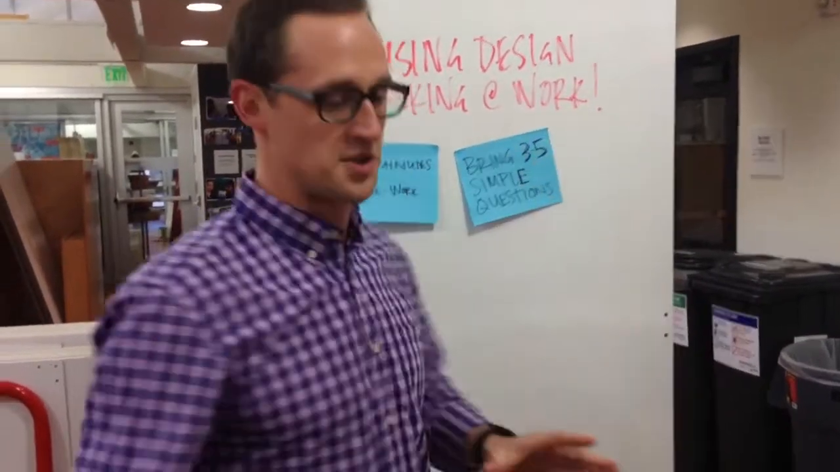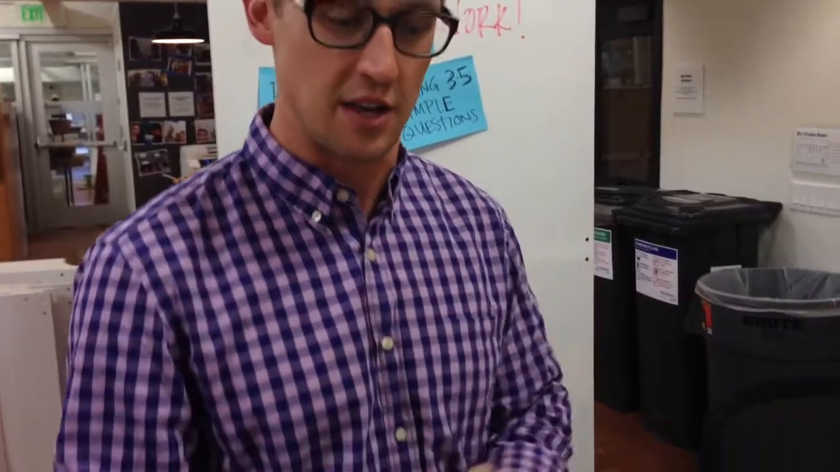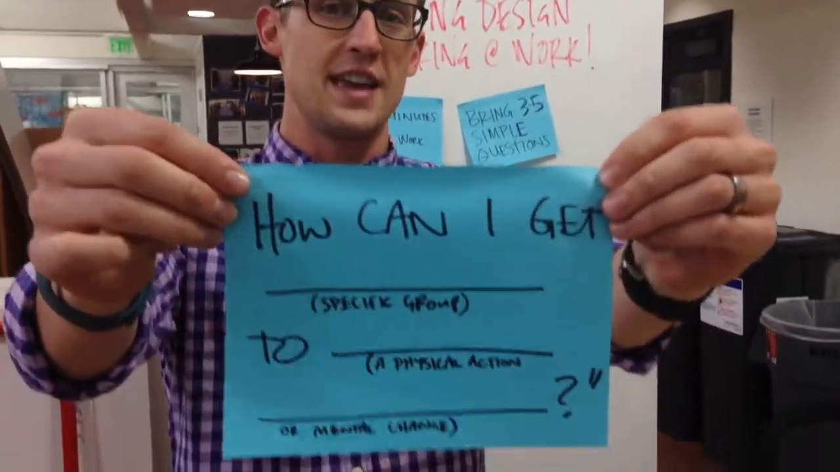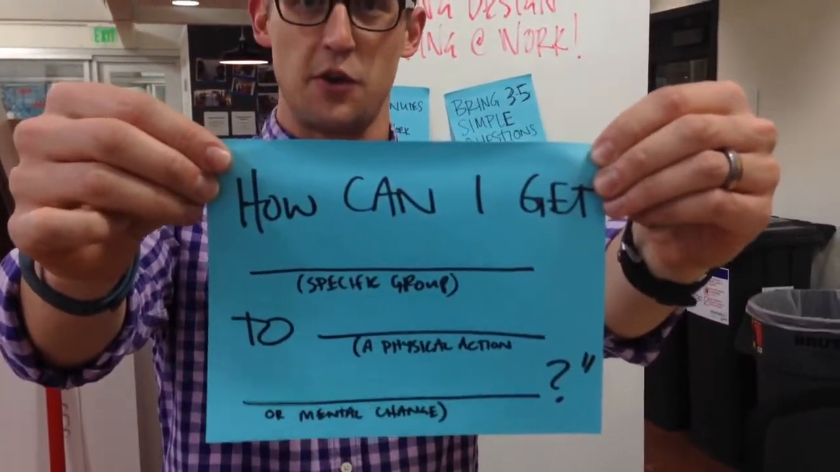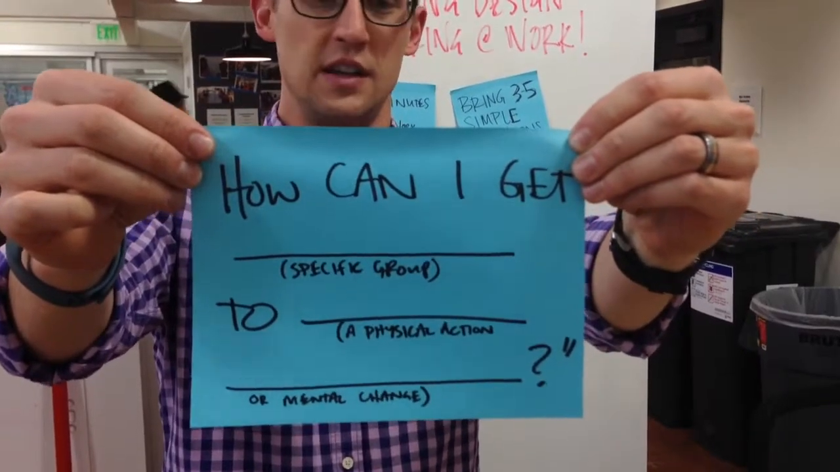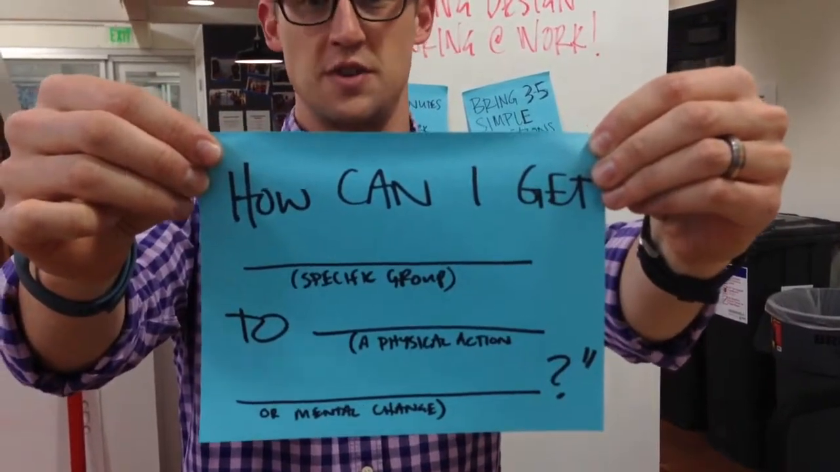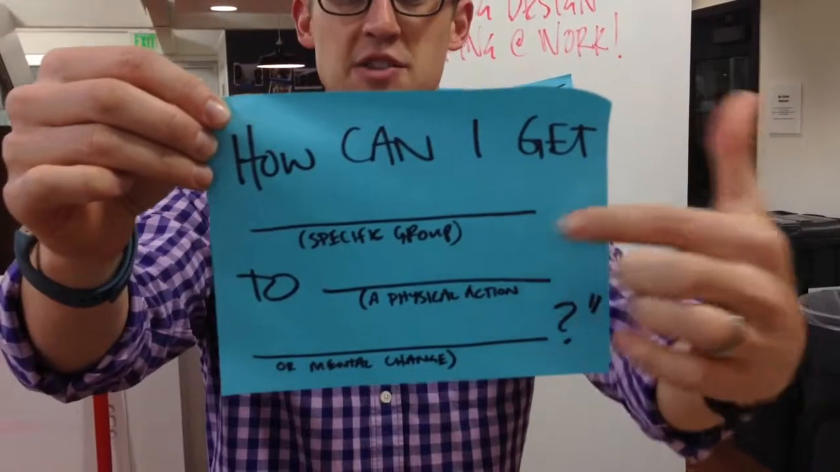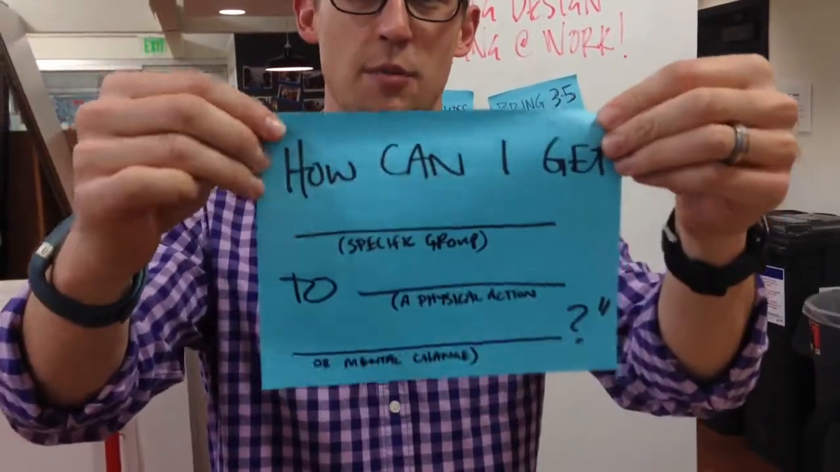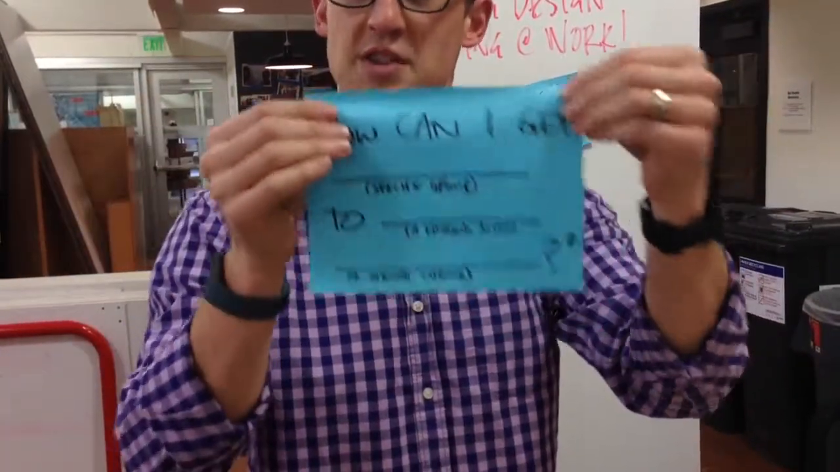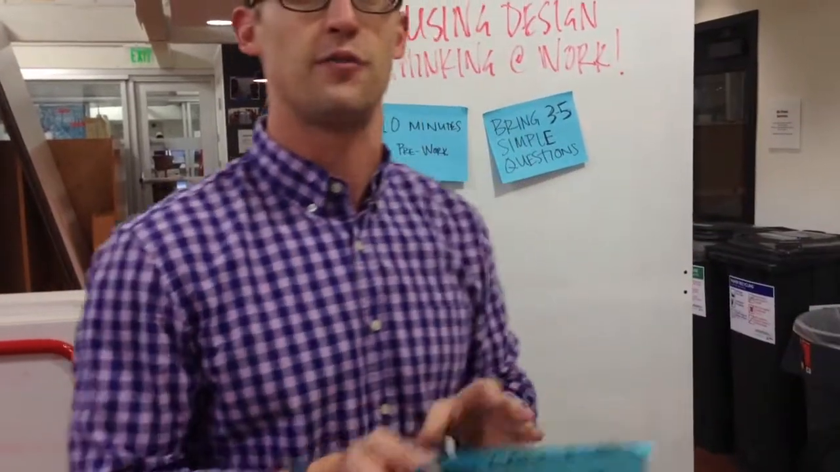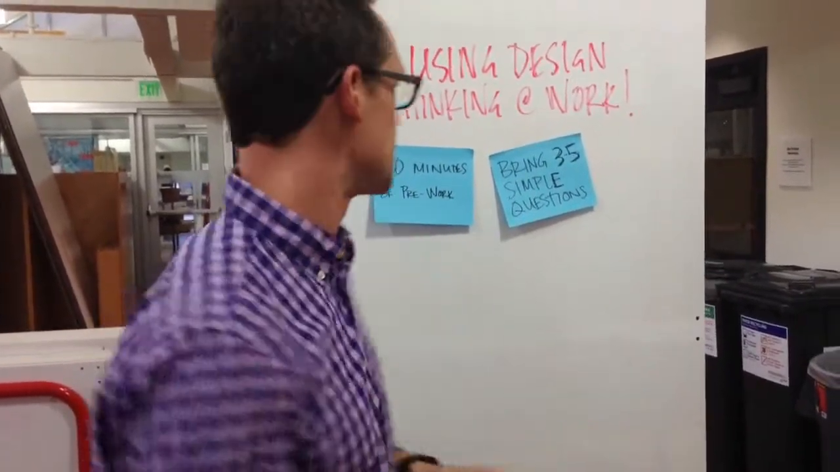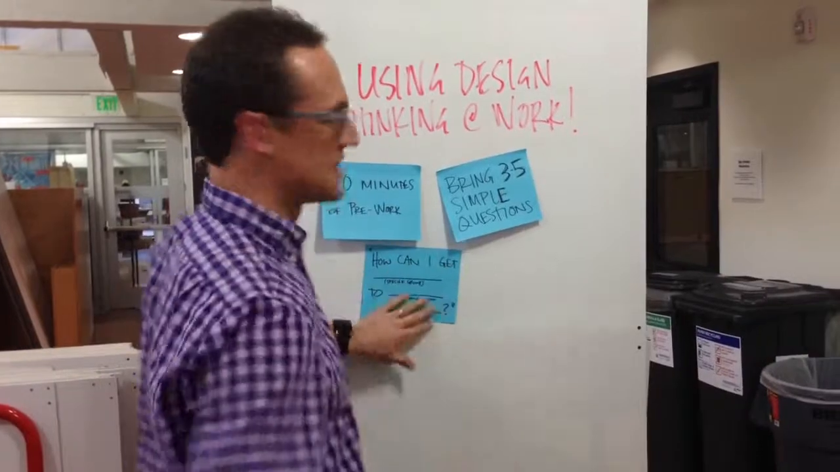3 to 5 simple questions, and the specific format we'd like you to use for the question is, how can I get a specific group or person to engage in a specific physical action or mental change? How can I get somebody to do something? We're going to ask you to bring just 3 to 5 simple questions like this as a load-in for the session, which is all about using design thinking in your work. So how do you get to this kind of question?